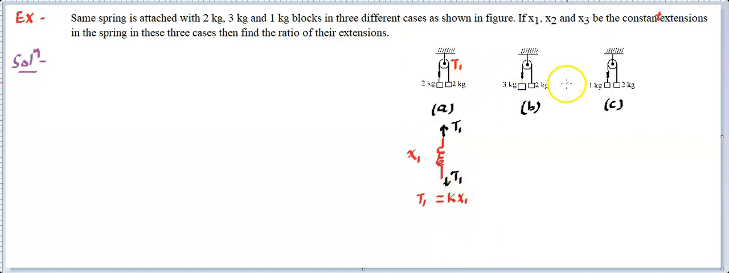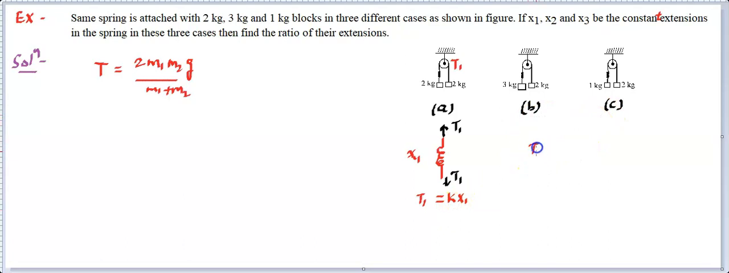Now this is kind of an Atwood machine, so you can solve this directly. We know the formula for calculating the tension in any Atwood machine. Tension comes out to be 2 m1 m2 g divided by m1 plus m2. Now you have been given m1 and m2 for all the cases, and then you need to equate them like kx1, kx2, kx3.